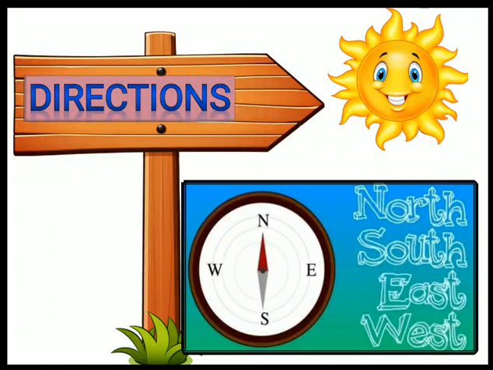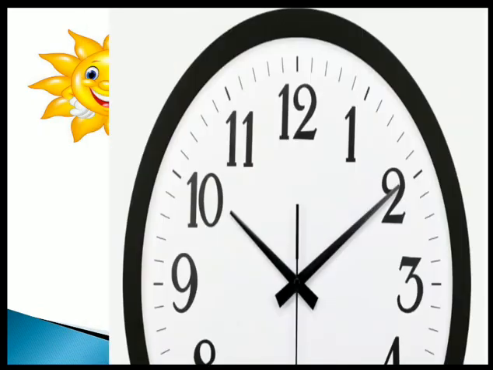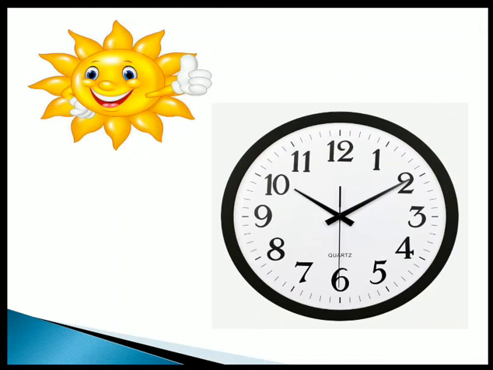Children, we have so many public and natural places in our surroundings. In order to know the exact position and location of a place, we have to refer to their directions. Also, we have divided the day into different parts. These parts can be referred to as time. So, information about direction is given in this lesson.